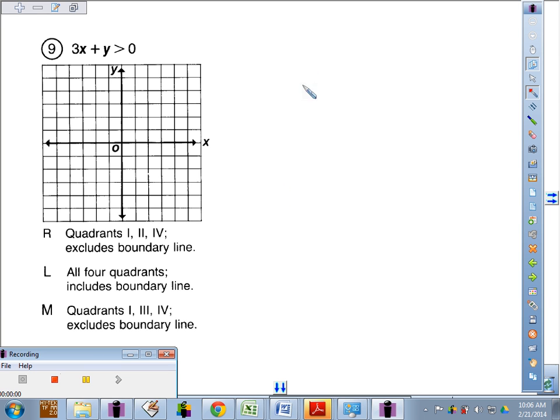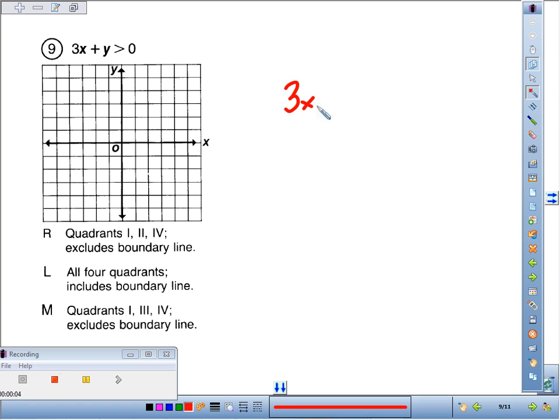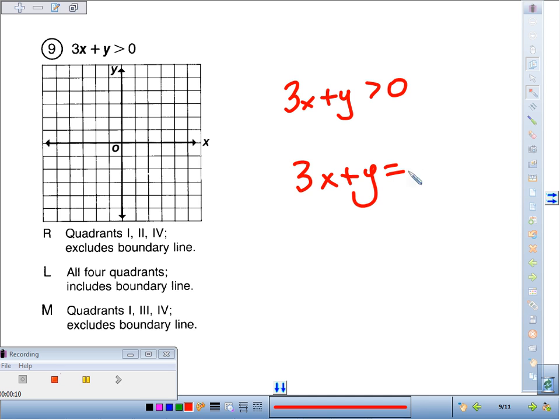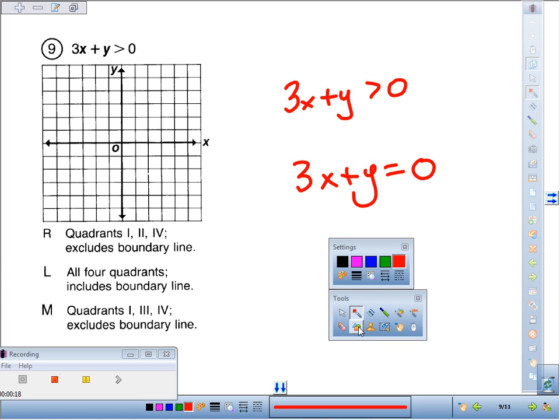Number 9, graph the inequality 3x plus y is greater than 0. Now, we want to pretend like this is an equal sign to graph the boundary line. A lot of times we look at this and say, well, we've got the variables on both sides. This is standard form equation. It's good for finding your intercepts.